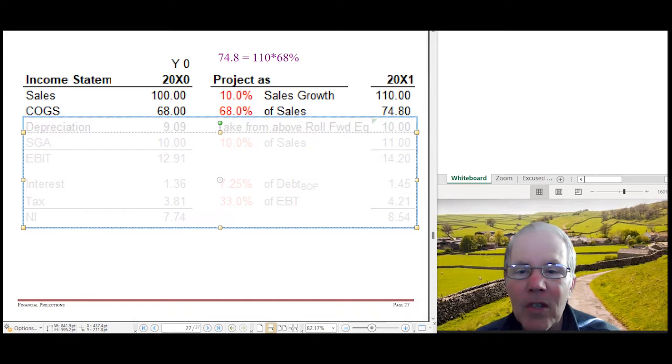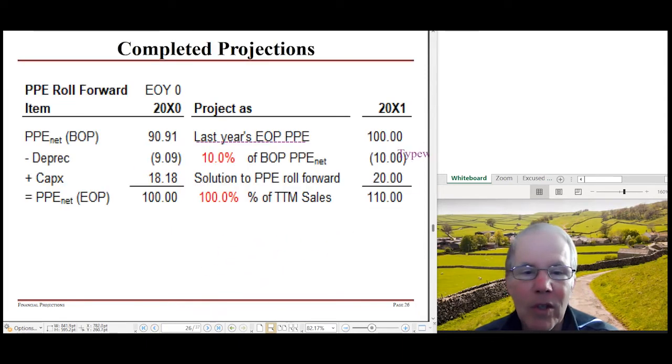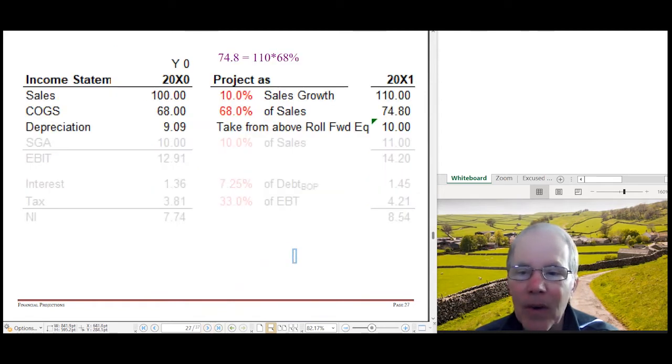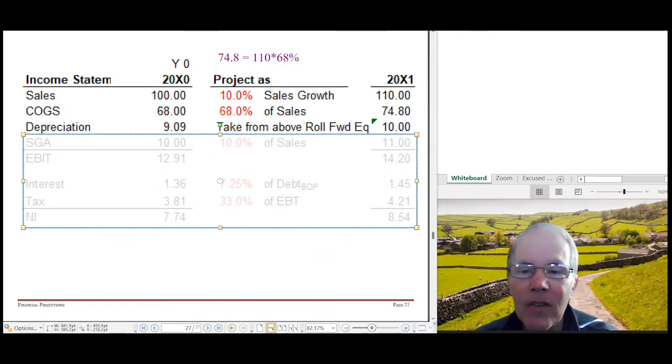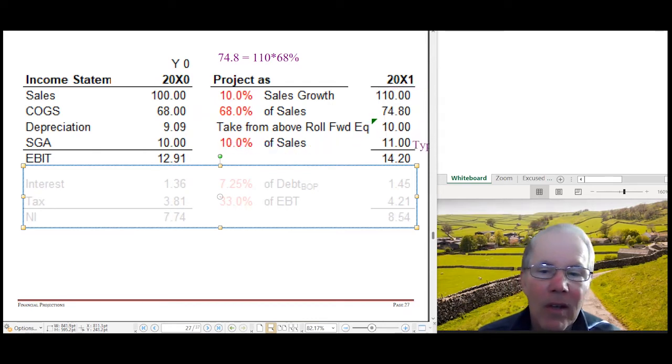And for depreciation, we have our roll forward equation, and we've already got on that. Here's our roll forward. Here's our depreciation of 10. So we just pull it off of there. Pretty cool. Okay. And then for SGA, we know there was nothing for SGA, so we have to go as percent of sales. So in year 20x0, SGA was 10% of the sales. That's how we got this 10%. 10% of 110 is, in most circles, 11.